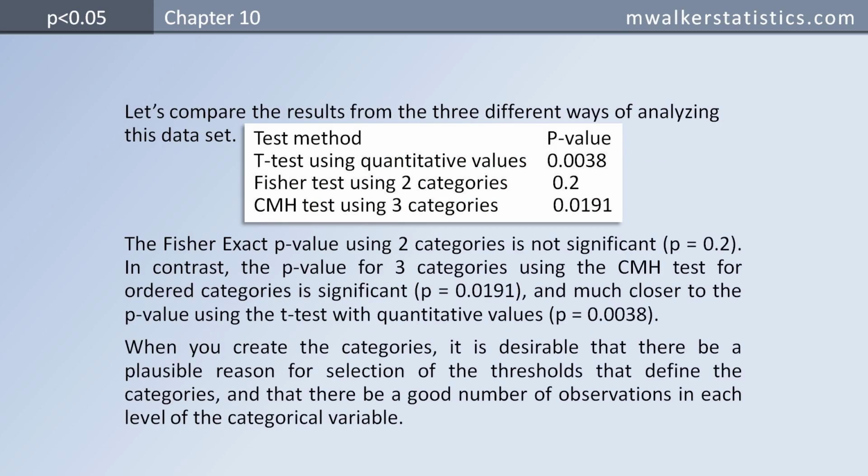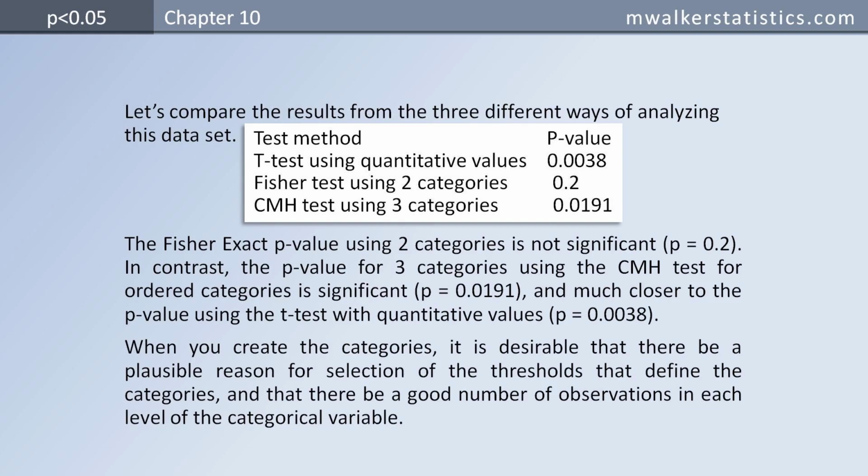Let's compare the results from the three different ways of analyzing this data set. The Fisher exact p-value using two categories is not significant: P equals 0.2. In contrast, the p-value for three categories using the CMH test for ordered categories is significant: P equals 0.0191, and much closer to the p-value using the t-test with quantitative values.